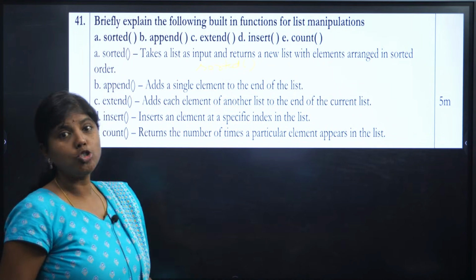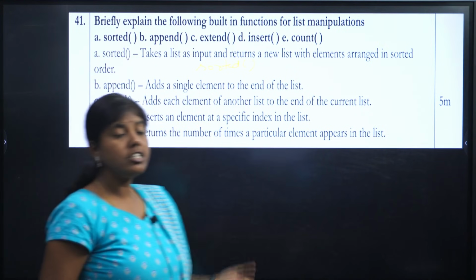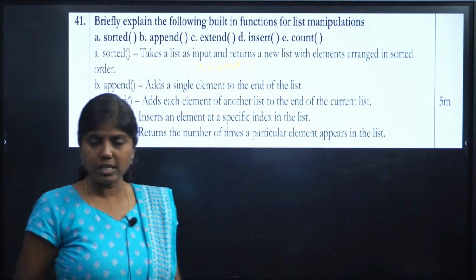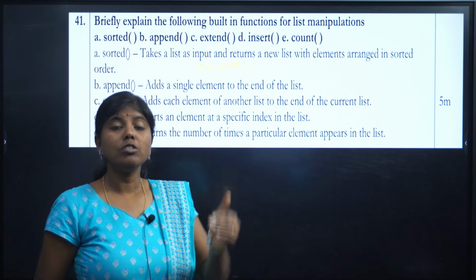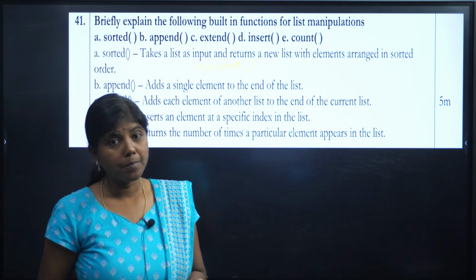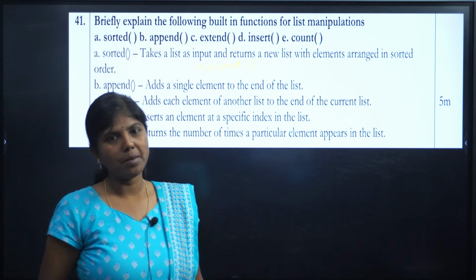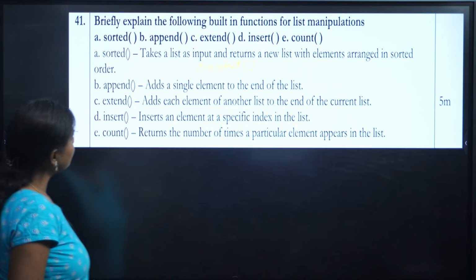Reverse is equal to true means it's going to arrange elements in a descending order. If I don't give any argument, it is going to arrange elements in an ascending order. Reverse true means descending order. Clear?